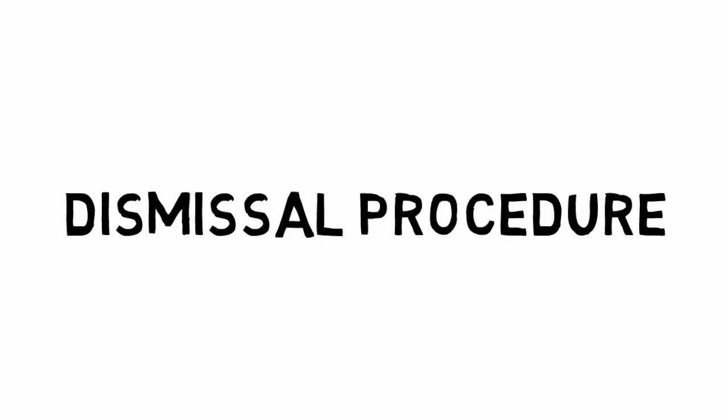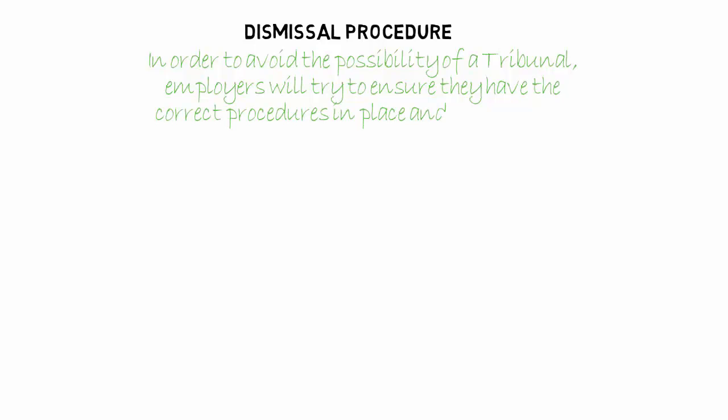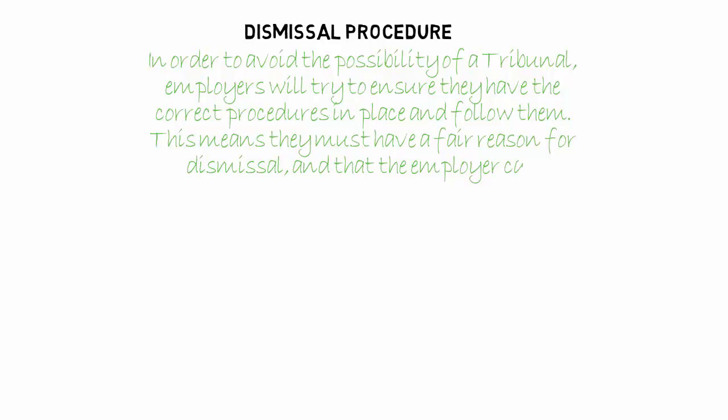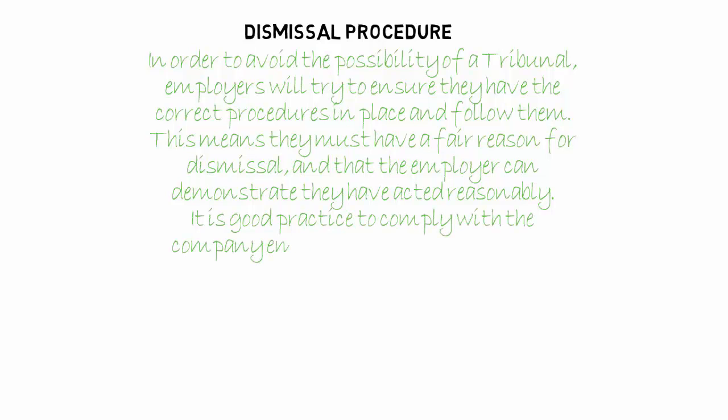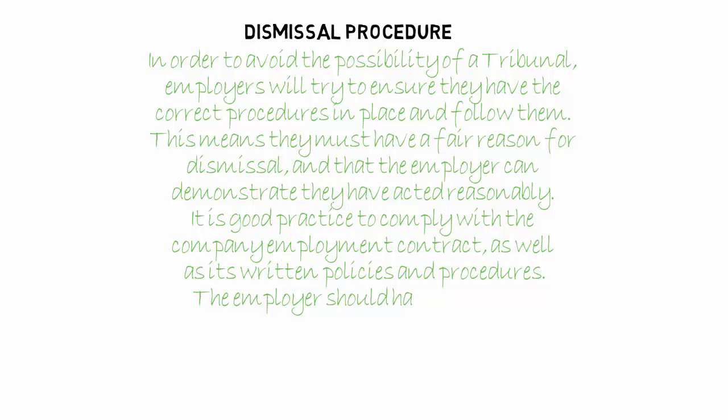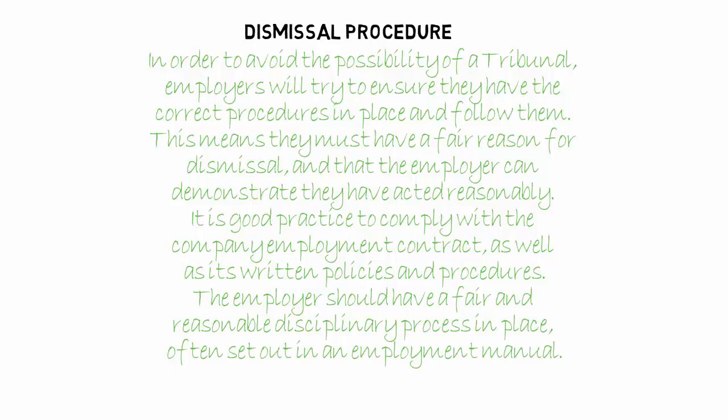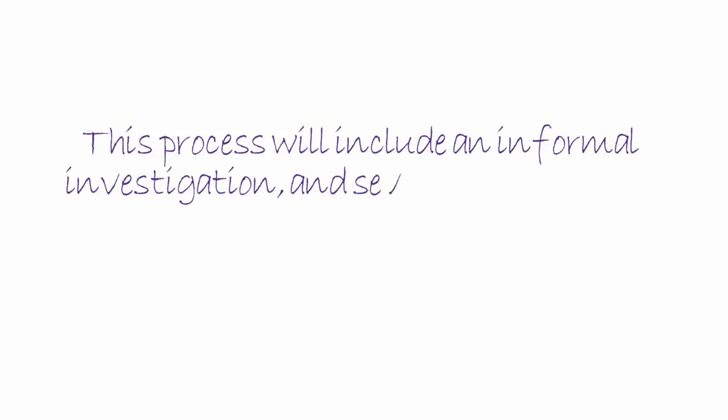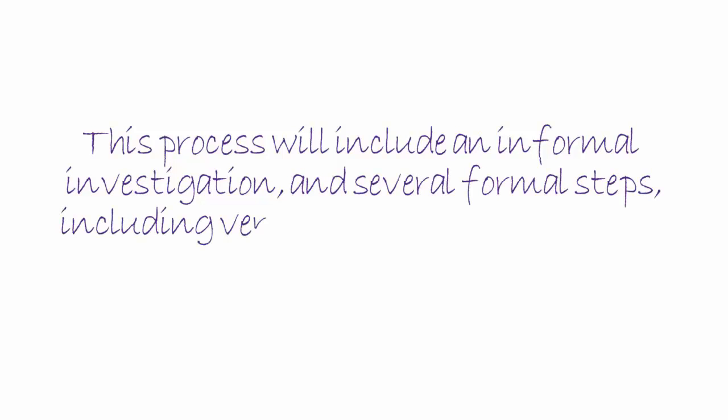Dismissal procedure. In order to avoid the possibility of a tribunal, employers will try to ensure they have the correct procedures in place and follow them. This means they must have a fair reason for dismissal and the employer can demonstrate they have acted reasonably. It is good practice to comply with their company employment contracts, as well as its written policies and procedures. The employer should have a fair and reasonable disciplinary process in place, often set out in an employment manual. This process will include an informal investigation and several formal steps, including verbal and written warnings before a dismissal.